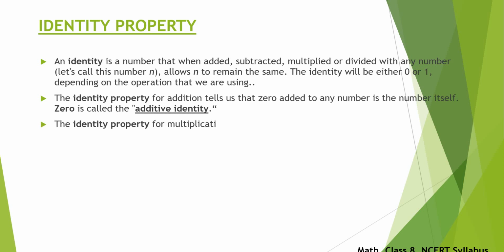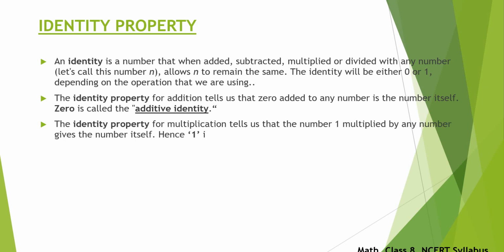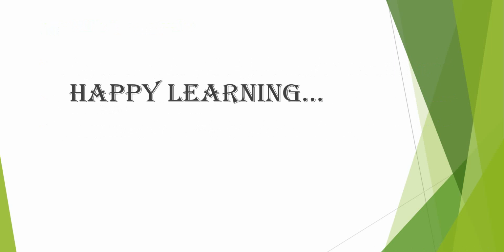Now, the identity property for multiplication tells us that the number 1, when multiplied by any number, gives the number itself. It is not changing the number. Therefore, 1 is called the multiplicative identity. This is all about the rational numbers.